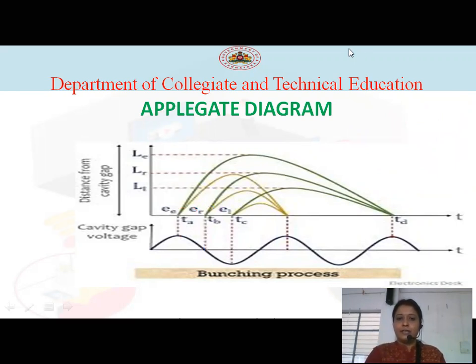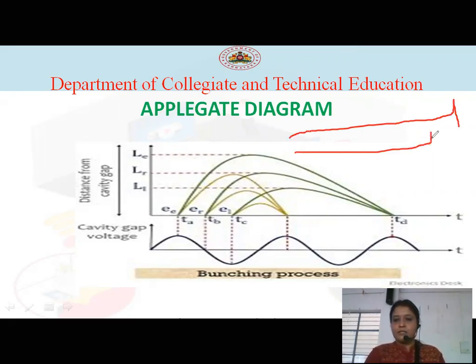This is the electron A. Therefore, electron A is covering more distance, and this is the electron B. It is covering less distance than A. Why? Because A is accelerated here. This is A, and this is B, and one more electron C.